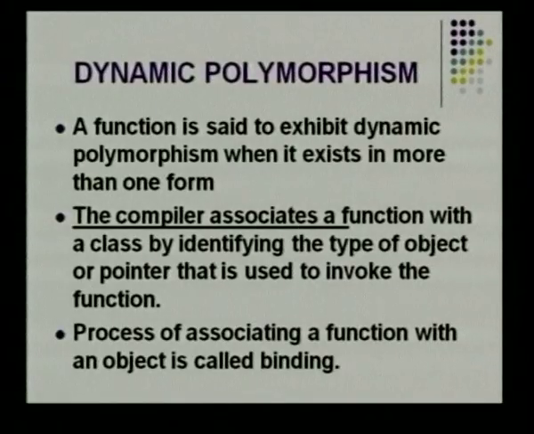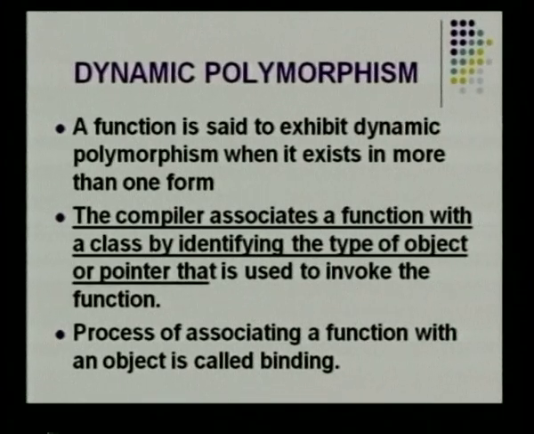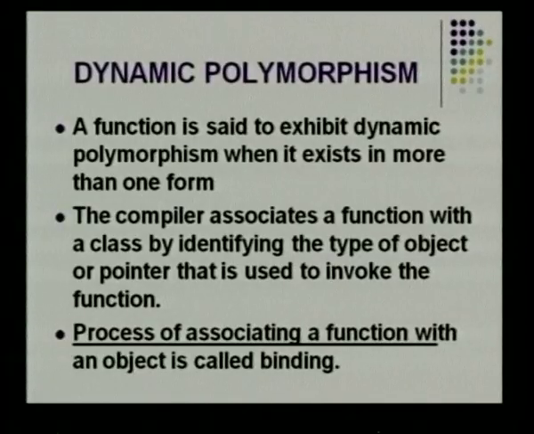The compiler associates a function with a class by identifying the type of object or pointer. We have seen using pointers how to call functions. So, it associates one function with a class based on the type of object or the pointer that calls the function. Invoking the function means calling the function. And the process of associating a function with an object is called binding. So, this term binding is highly important when we are executing a program, because the compiler needs to know which object is calling which function, only then it can return the result of the function to that object.